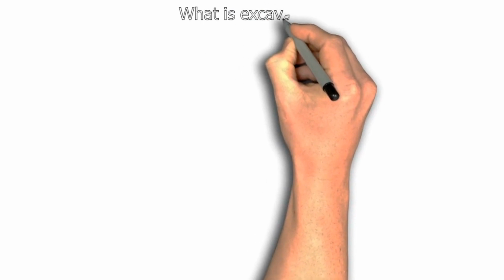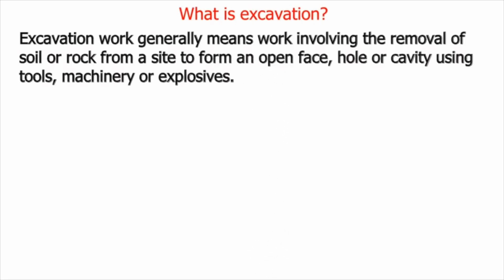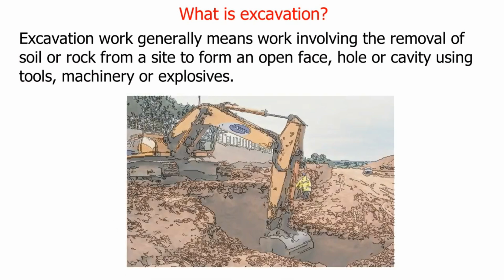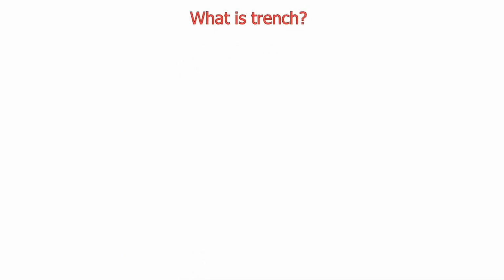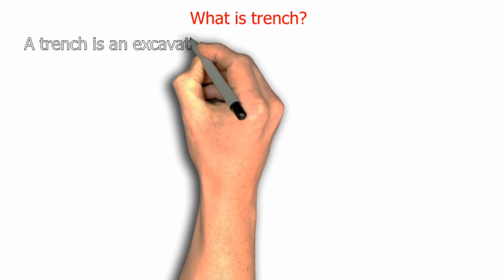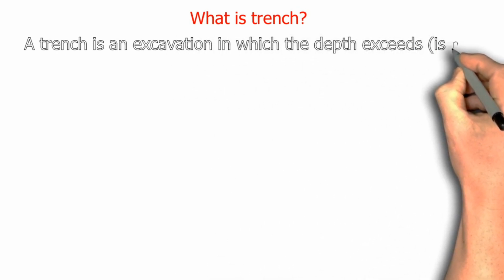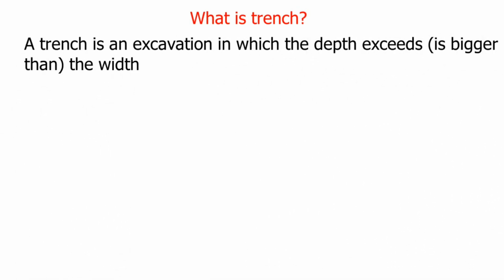What is excavation? Excavation work generally means work involving the removal of soil or rock from a site to form an open face, hole or cavity using tools, machinery or explosives. What is a trench? A trench is an excavation in which the depth exceeds, is bigger than, the width.